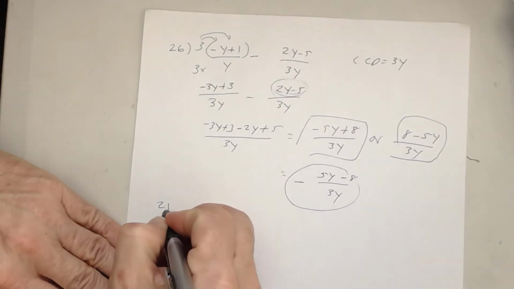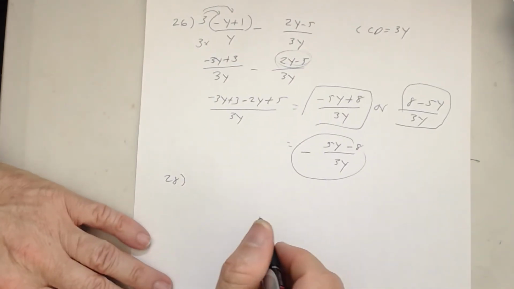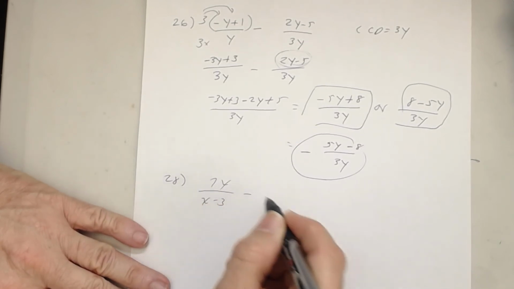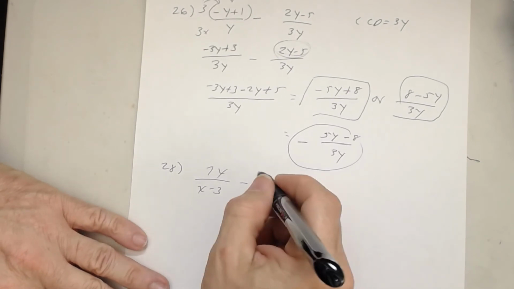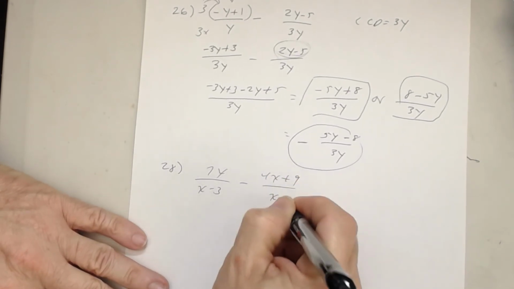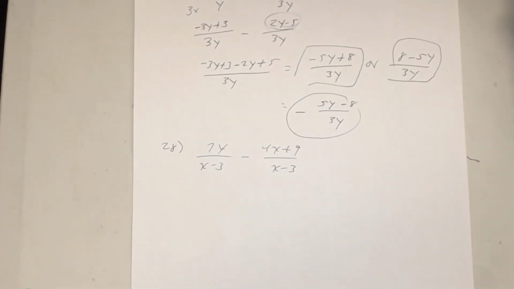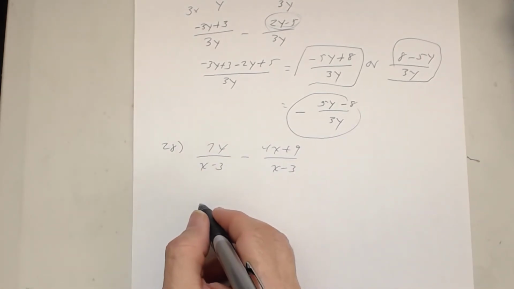Number 28. You have 7x divided by x minus 3 minus 4x plus 9 divided by x minus 3. What do you notice? The denominators are the same. So that actually goes back to the previous section. Can I write one fraction now? Yeah. But I'm subtracting more than one term, so you got to be careful. So let's actually write it out.